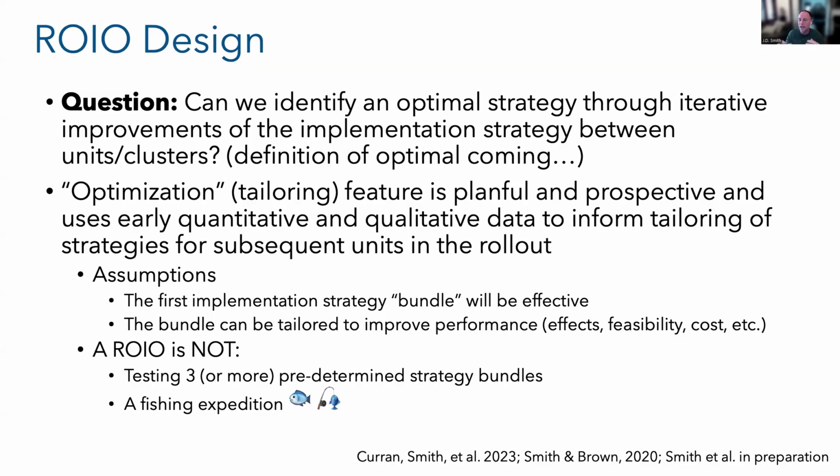But really, if you're saying, I have a complex multi-component strategy, I want to see if over time and with data, we can improve on the effectiveness, cost effectiveness, you're in ROIO territory. If you're saying, I want to know the best combination of strategies, you're in factorial territory, or some other kind of optimization or adaptive trial design. If you have 3 strategies and you want to compare them, 3-arm trial.